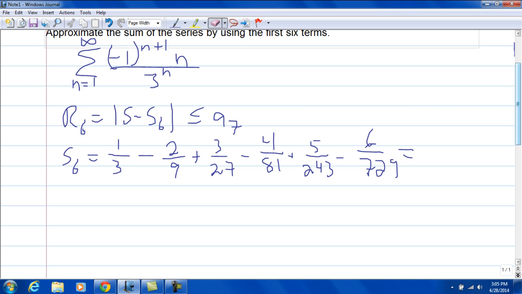And you start seeing a pattern here. It's an alternating series, and it's going up by 1 on the top, and there's always going to be 3 to that n power down below. And this is going to be 1/3 minus 2/9 plus 3/27 minus 4/81 plus 5 over 243 minus 6 over 729. And this is 0.1852 if I round to 4 places.